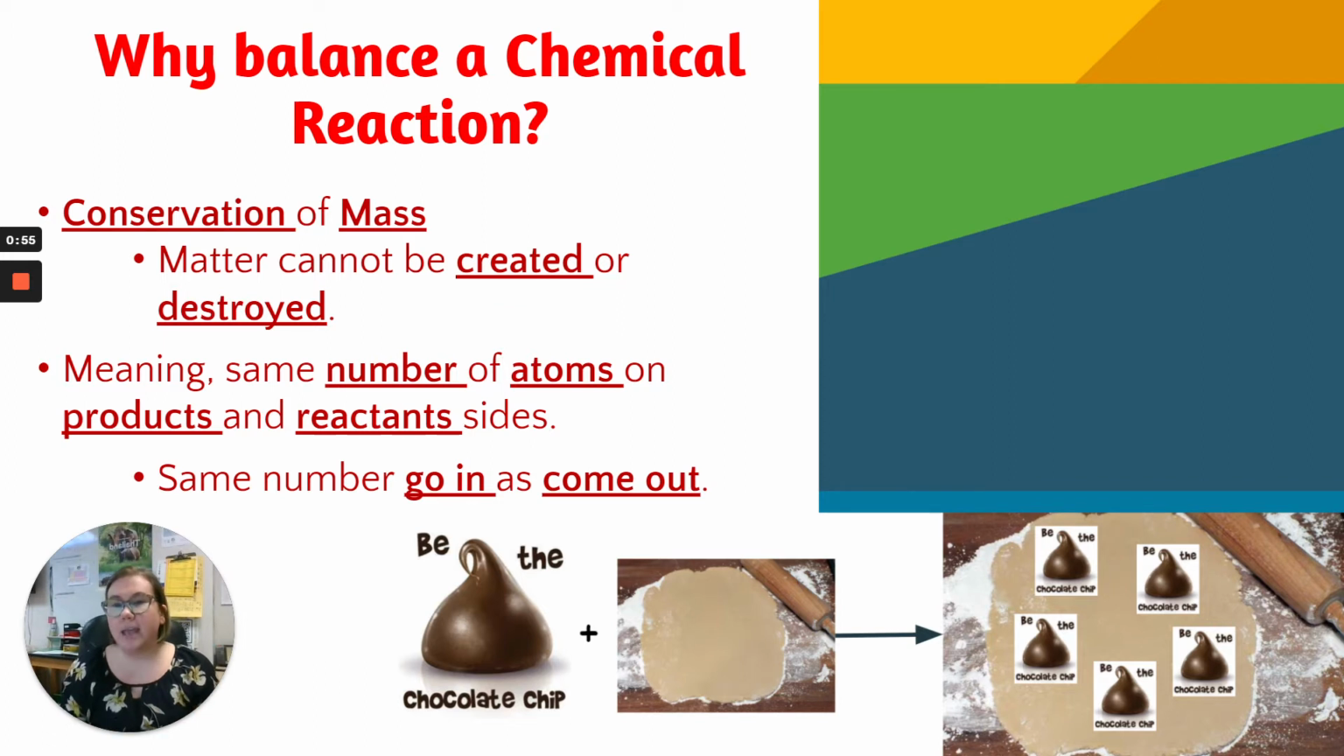You can kind of think of this like baking a cookie, right? We start off with a certain number of chocolate chips and a certain amount of dough. We mix them all together. We've got our chocolate chip cookies. But in the end, we still have the same amount of chocolate chips and the same amount of dough as went in. Now they're just in cookie form. Okay, same sort of idea going on here.